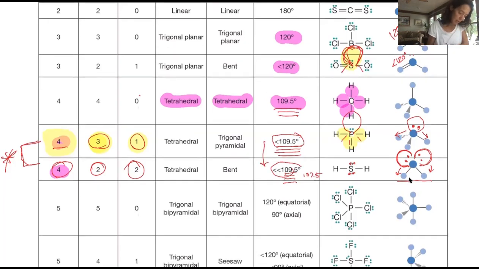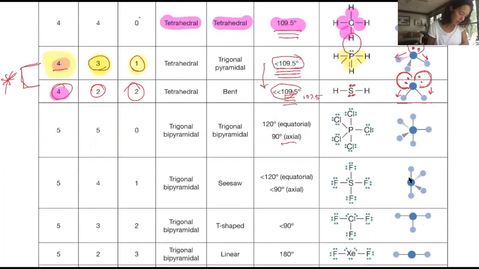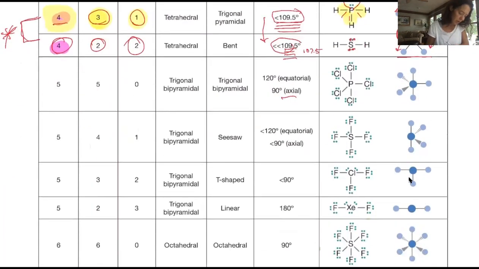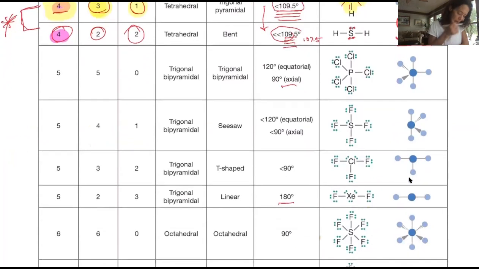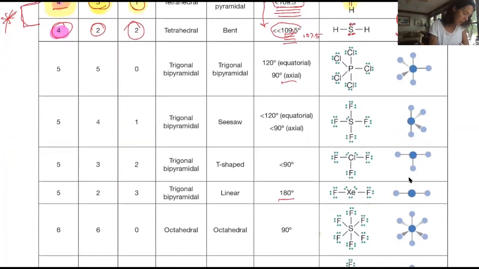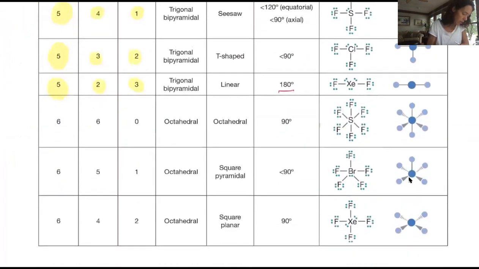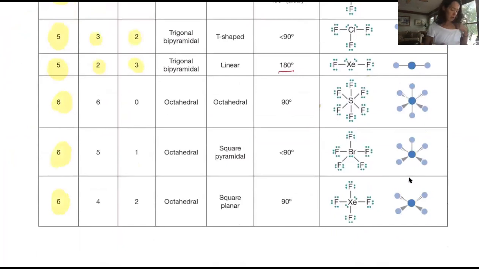You may want to memorize those. I know it's hard. It's really hard. Linear is just 180, right? Now, I'm not going to go into all of these. You can see them. You can have 5 domains around the central atom where they're all bonding, 4 are bonding, 1 is non, 3, 2, 2, 3. And that goes all through the 6s, right? We said there's a maximum of 6 domains.